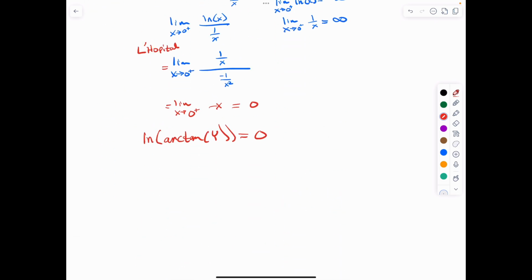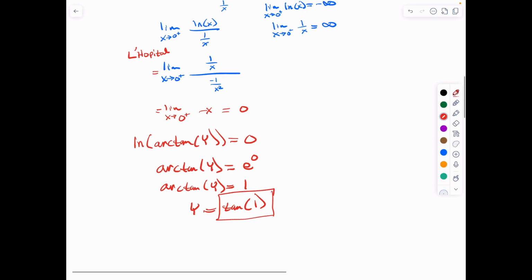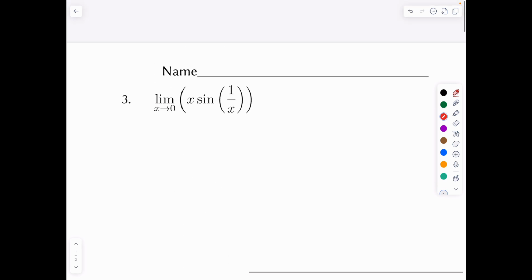so now let's work our way back. So that means that the arctan of y is equal to e to the 0, which is 1. And then y is equal to the tangent of 1, which I don't know what that is. I'm just going to leave it as this. So there's my answer. All right, let's try these others.